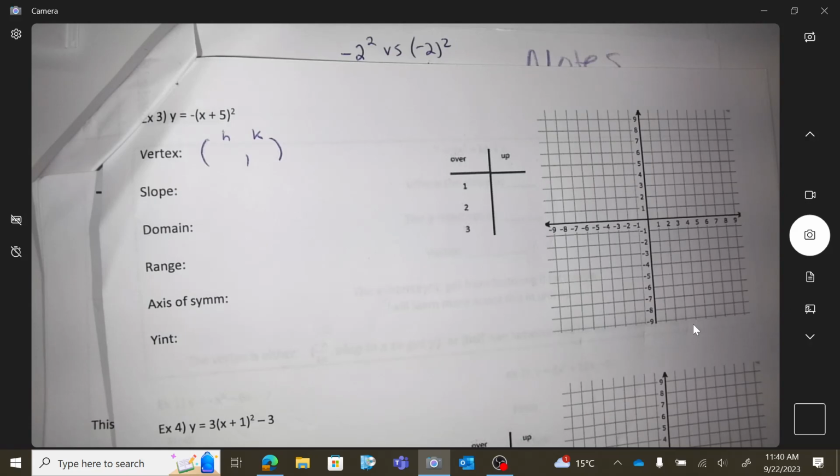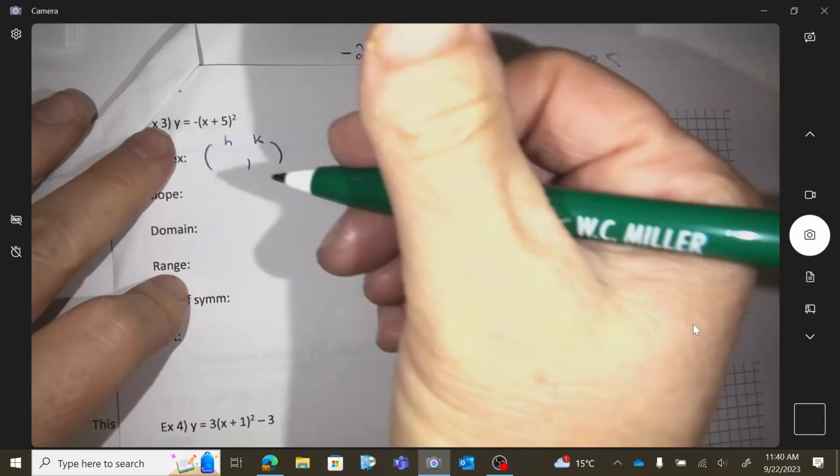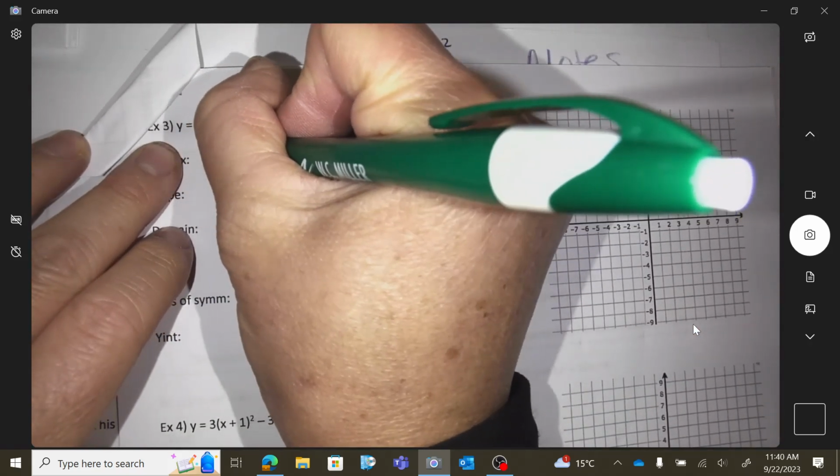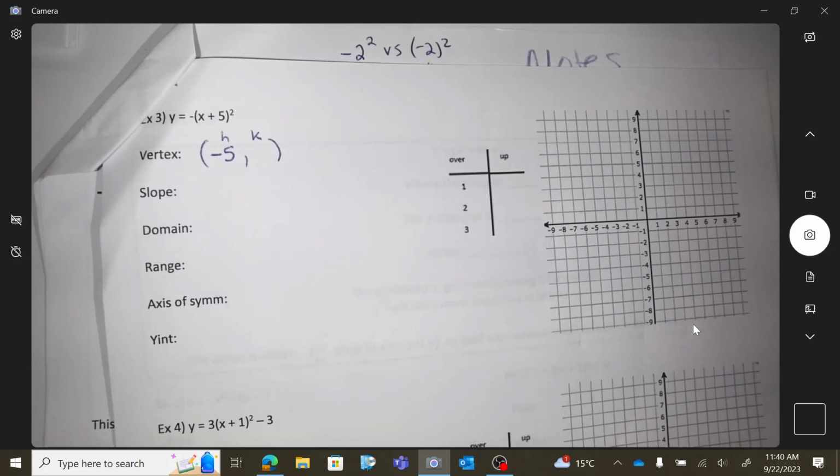What do you want to write in place of the H spot? Did you pick -5? Opposite of the +5 in there? Okay, what is the number to replace with K? And I'm trying to be tricky on this question, that's why I'm doing it. Where is the K number?